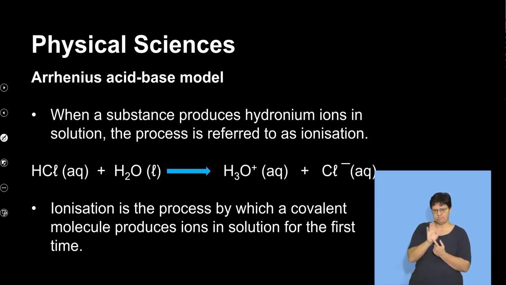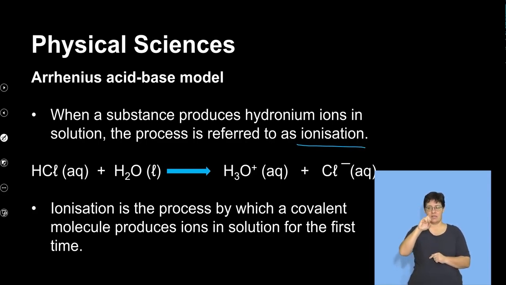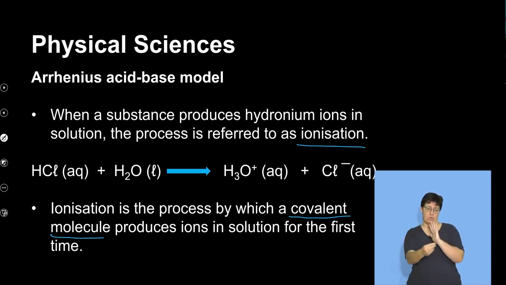So, okay, when a substance produces hydronium ions in solution, the process is ionization. So ionization is the process by which acids break down in water to produce hydrogen ions. By definition, ionization is a process by which a covalent, which is a molecular substance, produces ions in solution for the first time. So this is what the definition says according to the Arrhenius acid-base model. So the theory of Arrhenius describes an acid as a substance that produces hydronium ions in solution, okay?